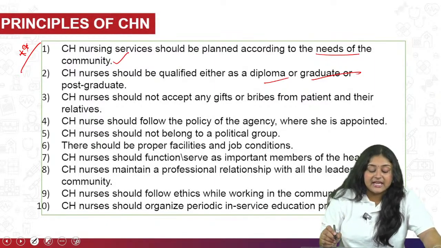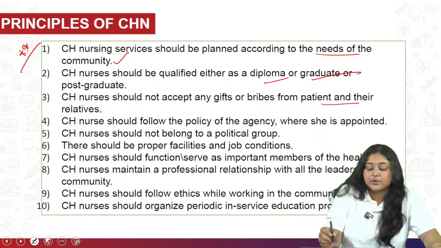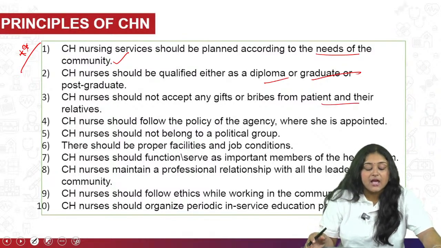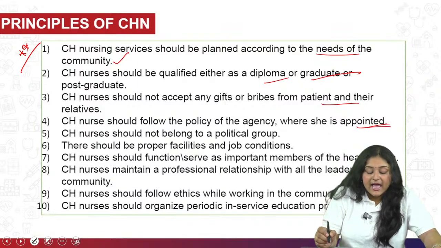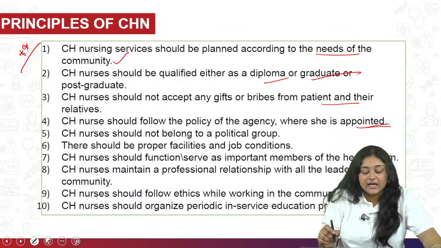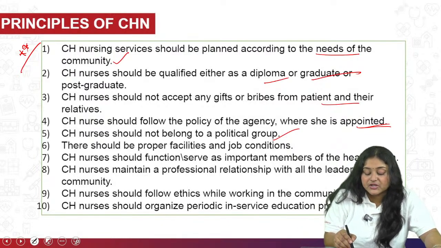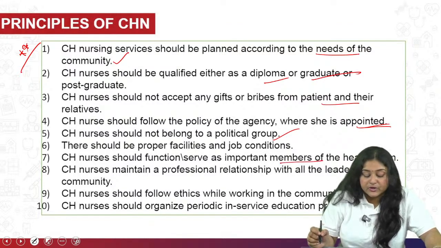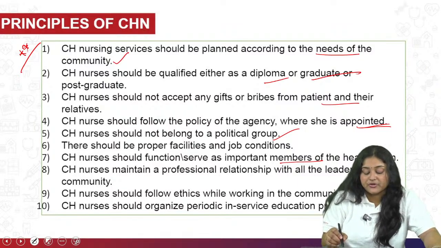Next, the community health nurse should not accept any kind of gift or bribe from the patient and their relatives. The community health nurse should follow the policy of the agency where she is appointed. She should not belong to a political group, and there should be proper facilities as well as job conditions. The community health nurse should function and serve as an important member of the health team, and she maintains a professional relationship with all the leaders of the community.